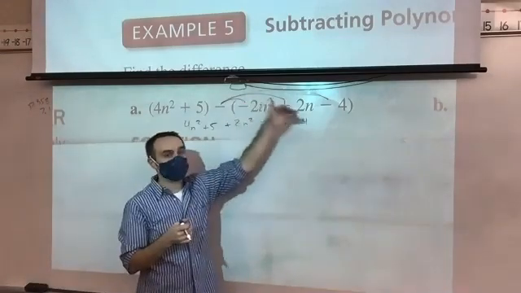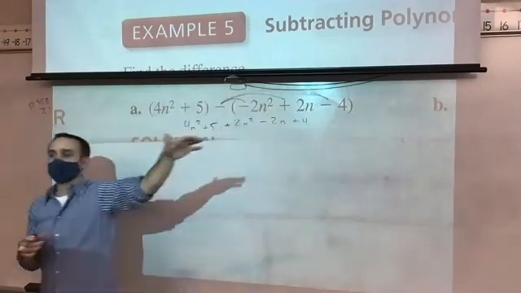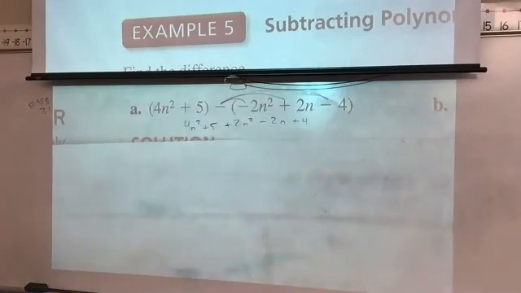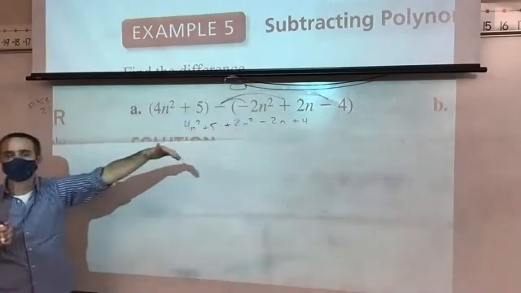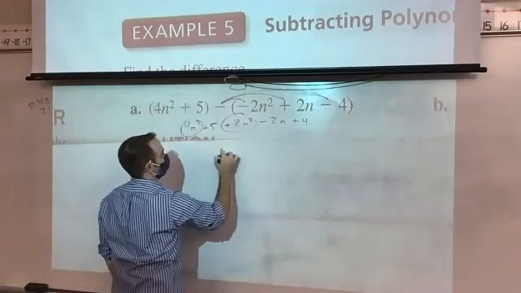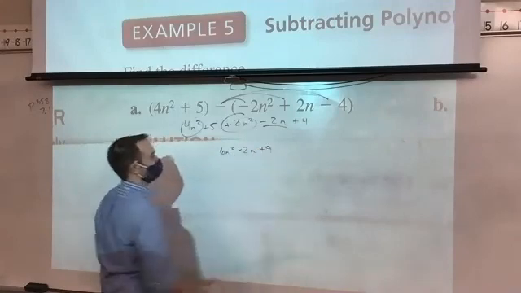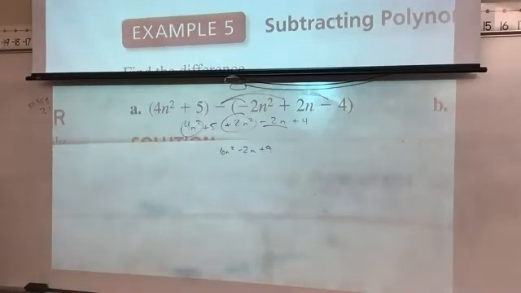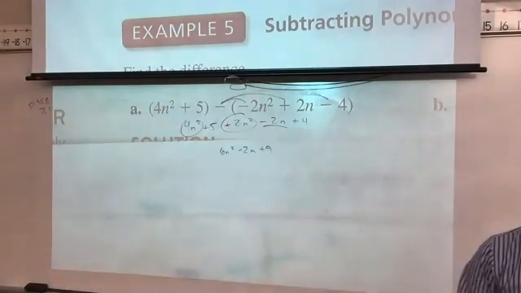And then once I distribute that negative, now it's just like when we were adding. Now you're just combining like terms, putting it in standard form. The only thing different here is distributing the negative to everything to start. Then I combine like terms. I would end up with 6n squared minus 2n plus 9. As long as you remember to distribute that negative, we should be okay.